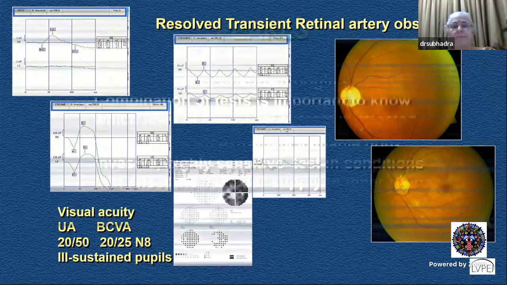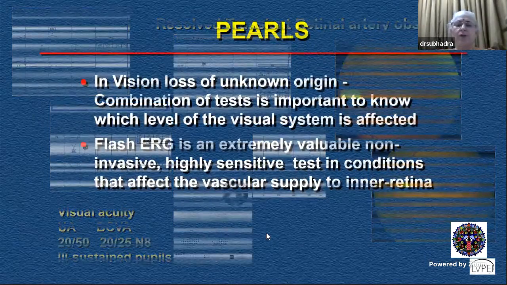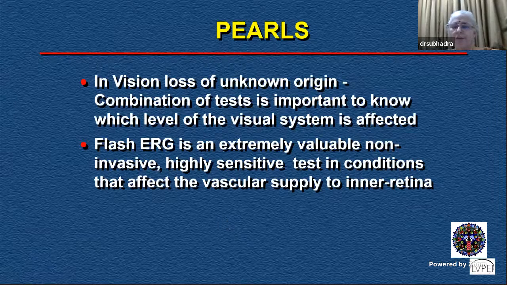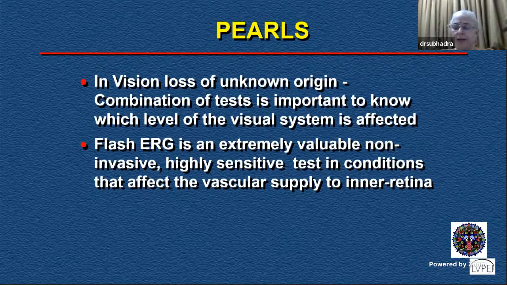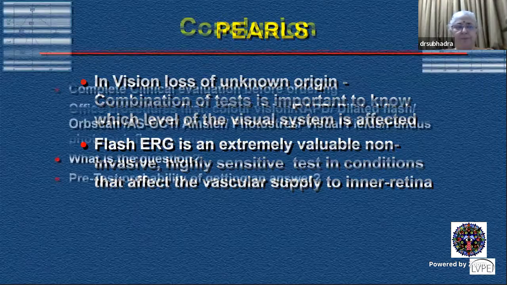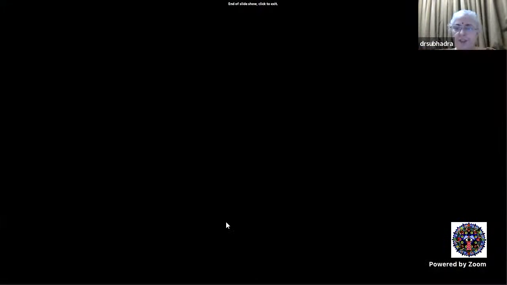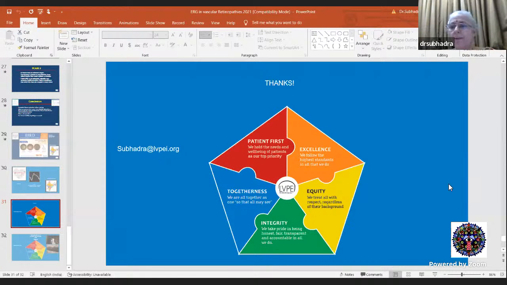Obviously, the management and the plan of action for this patient would be a cardiovascular risk assessment and not an MRI. So I want to just close by saying that in vision loss of unknown origin or just disc pallor, we need to do a combination of tests to know where the defect is. And the flash ERG is an extremely valuable, non-invasive, very sensitive test to do whenever we are looking at the vascular supply to the inner retina. So I will close here, and if there are any questions, we'll be happy to take.